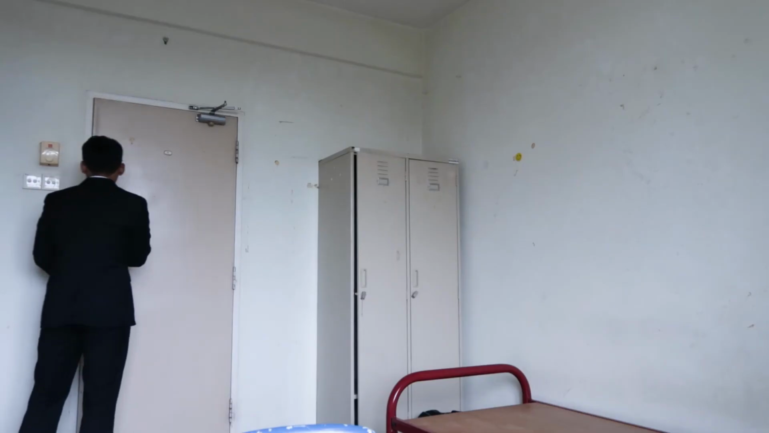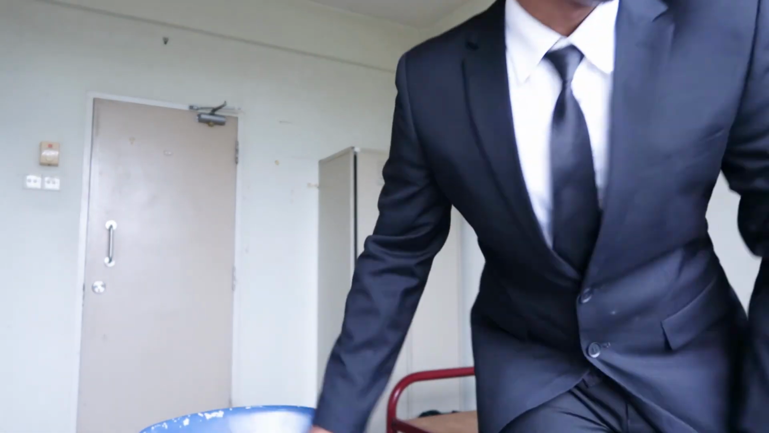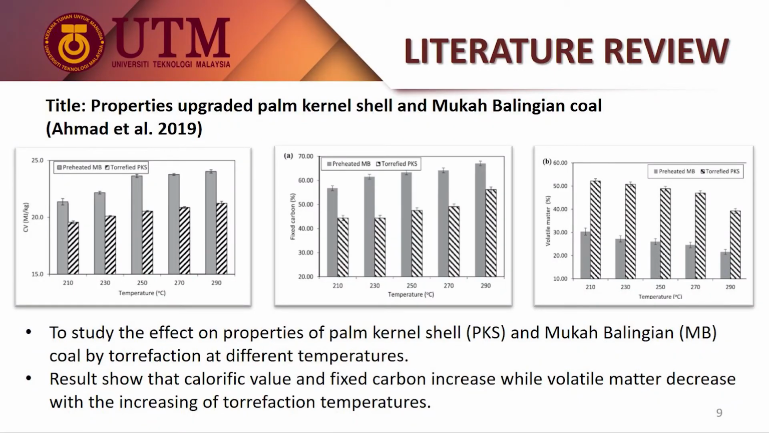So for the literature review, let me move to the slide. For the first literature review, the study was conducted by Ahmad to study the effect on properties of palm kernel shell and Mukah Balingian coal by torrefaction at different temperatures at 60 minutes.